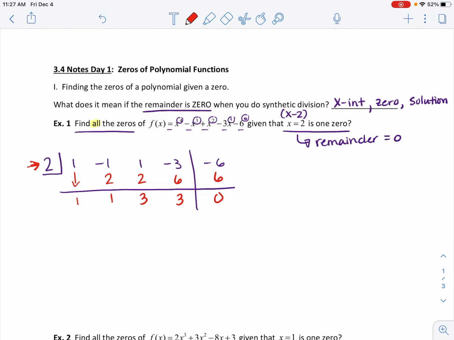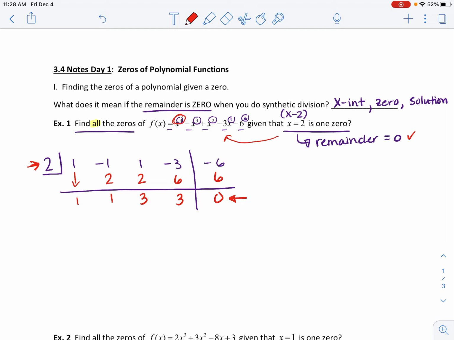Now, you guys, look, I knew that I was going to get a remainder of 0. I have to get that. If you don't get that, you did something wrong, so go back and do it again. Now I need to figure out what the other zeros are going to be. I know that when I plug in x equals 2, it's going to give me a 0. But let's see if I can find the other solutions, because there should technically be 4, right?